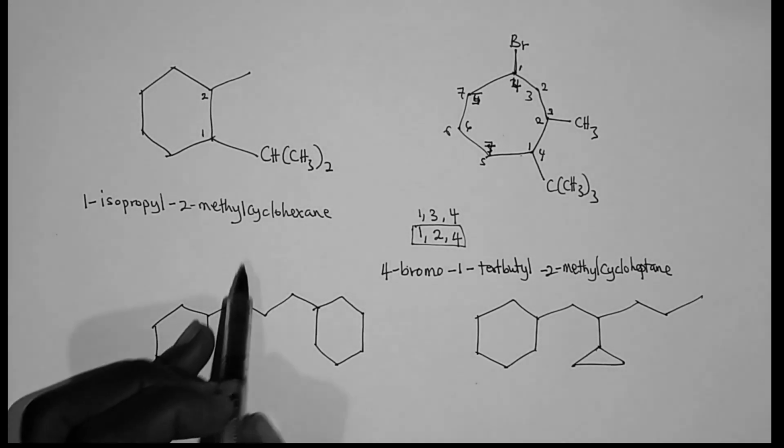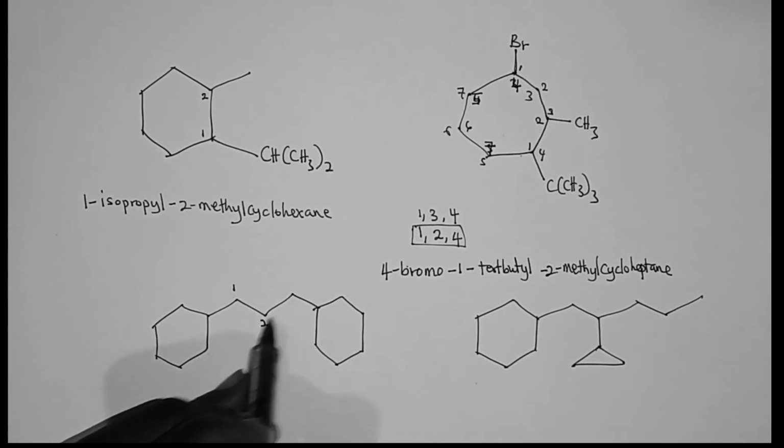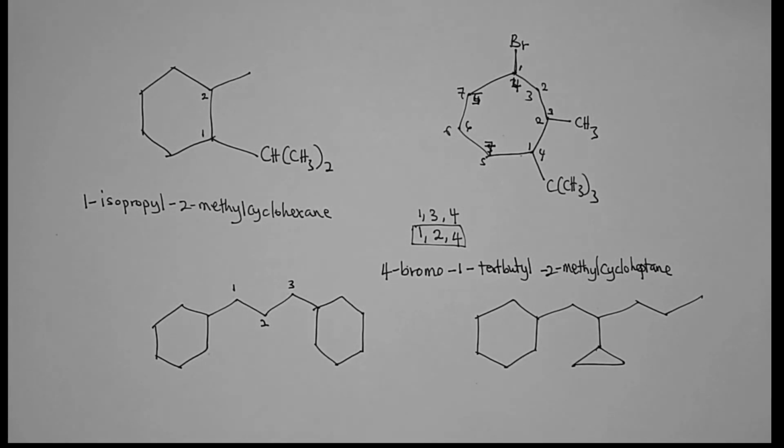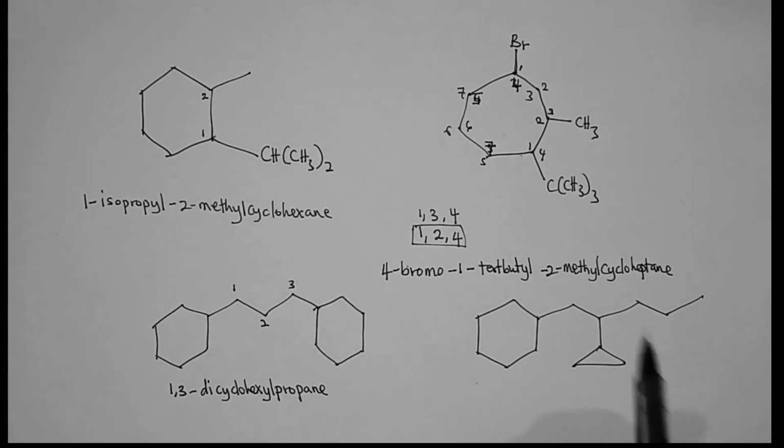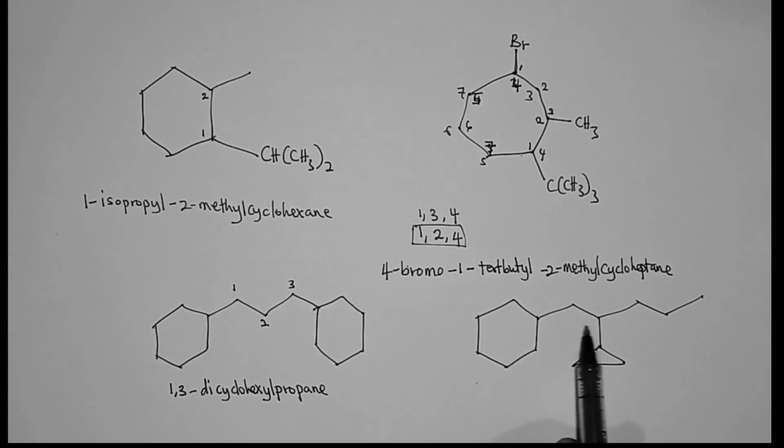So in this case, here's carbon number 1, carbon number 2, carbon number 3. So this is a propane. And we have a cyclohexyl group on carbon number 1 and carbon number 3. So this becomes 1,3-dicyclohexyl propane. Now you can pause the video and then name this one.